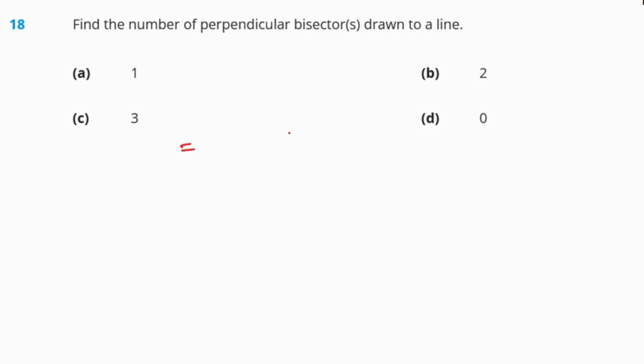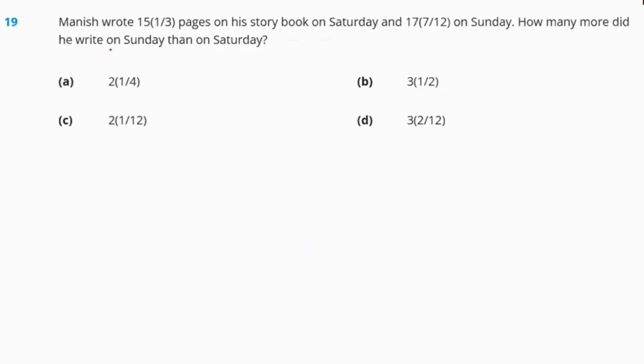So, perpendicular bisectors means what? Bisector means it is making it into half, correct, half. So there is only one perpendicular bisector. We can only draw one perpendicular bisector to a line because it has to be divided into equal parts. So only one perpendicular bisector can be drawn to a line. So option A, 1, is the correct answer.